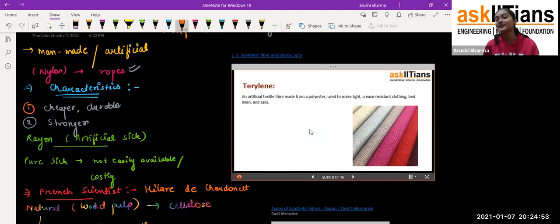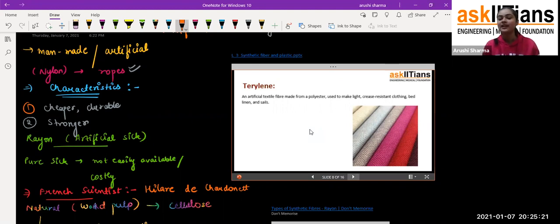So imagine, after sleeping, when you are waking up in the morning, the cotton bed sheet is somewhat creased, almost crumpled. Got my point? But the terylene bed sheet is going to be completely plain, it will not have a single crease. That is why we use such type of fiber in our daily life. So one of the synthetic fibers is terylene, students. Okay, I hope you got my point.